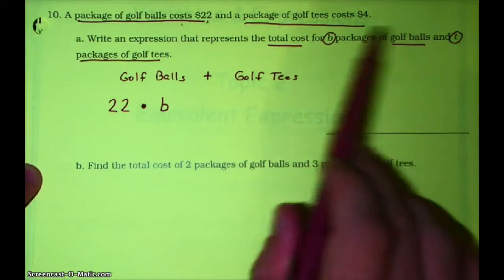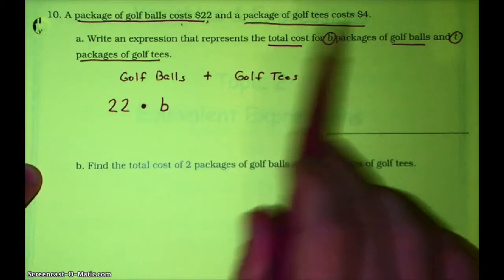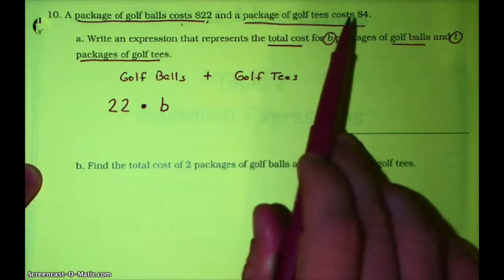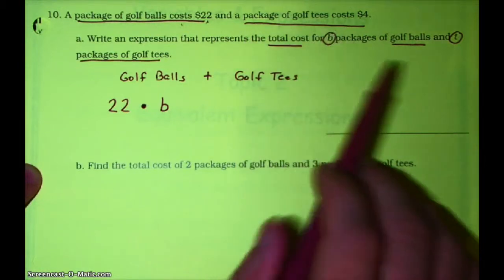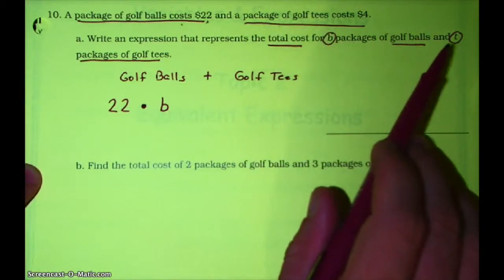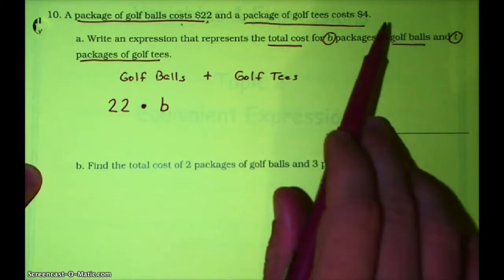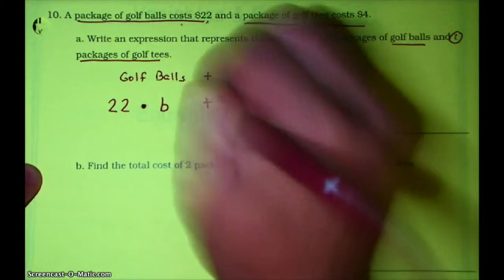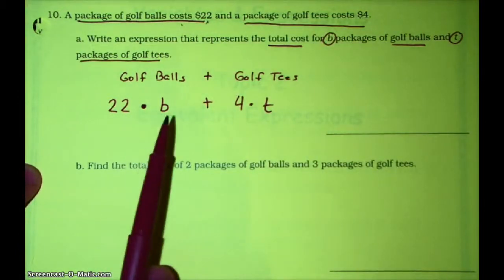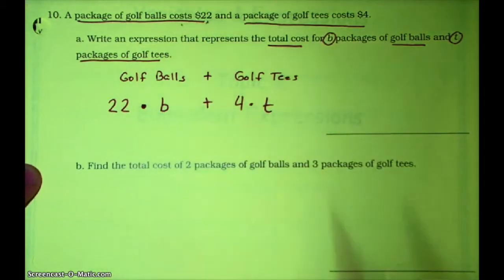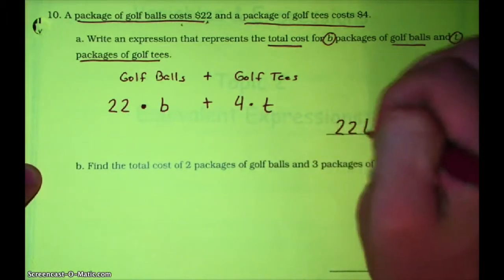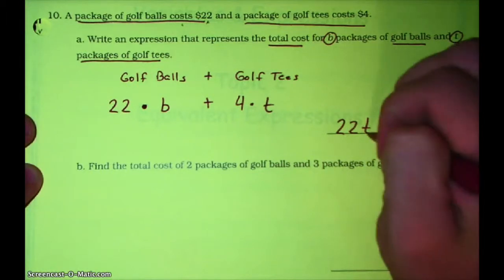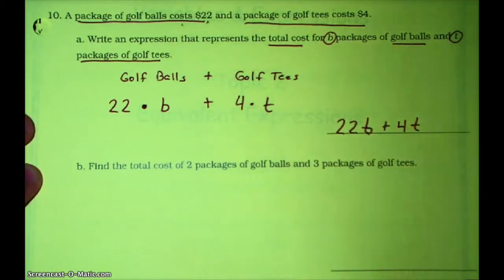Same thing with tees. Tees cost $4 for each package. So if I buy 1 package, it is $4. If I buy 2 packages, it's 8. 3 packages, 12, so on and so forth. But since they didn't tell me how many packages, I will have to take 4 and multiply it by my variable T. And so there's my expression, 22 times B plus 4 times T. I'll write that over here. And I'm going to write it without the times sign, just to be efficient: 22B plus 4T.